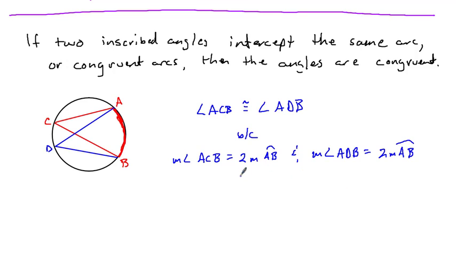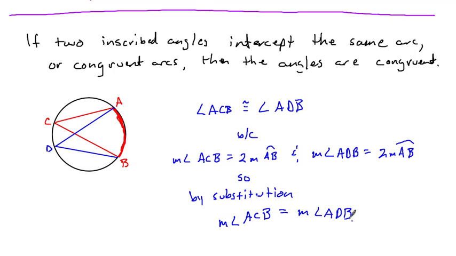And so if you remember, by our substitution property, don't worry, we're not going to do any proofs. Don't start freaking out. No proofs, just by our substitution property, the measure of angle ACB is equal to the measure of angle ADB, and that means that the two angles are congruent. So that's how this works. If you see two angles that hit the same arc, then the two angles are congruent. Not too bad.